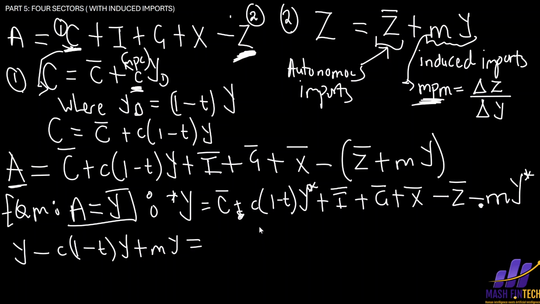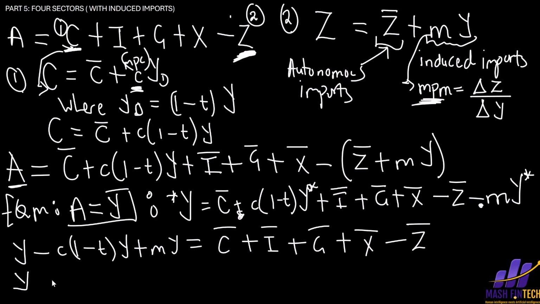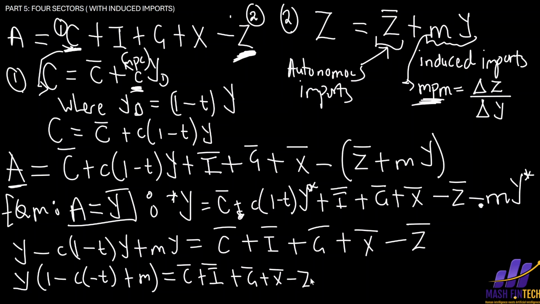Then you put all the autonomous. So these all autonomous are just going to look like your normal aggregate demand, like your consumption households, your investments firms, your expenditure by government, your exports but autonomous, and only the autonomous part of the imports. That's the autonomous part. Then you factor out the Y here. So you're going to have Y times 1 minus C 1 minus T plus M, which is equal to everything here. C bar plus A investments plus government plus exports minus Z.